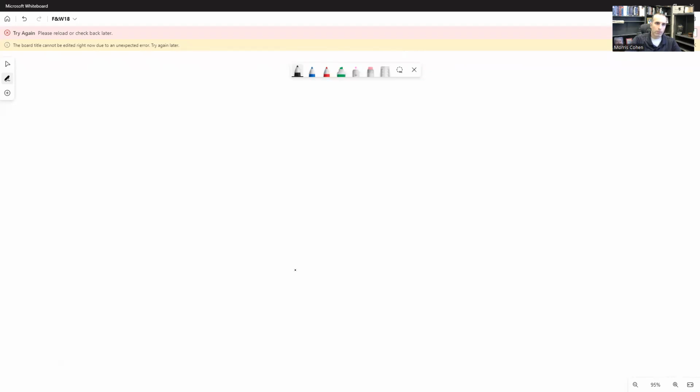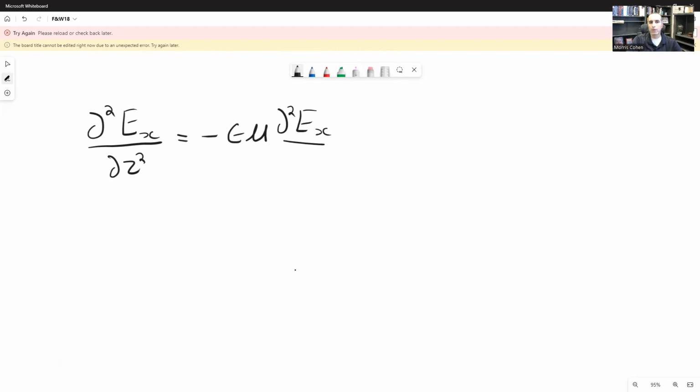All right, so that was the second derivative of the x component of E with respect to distance. And again, we're assuming that we have propagation in the positive z direction, equals negative epsilon mu times the second derivative of the x component of E with respect to time.